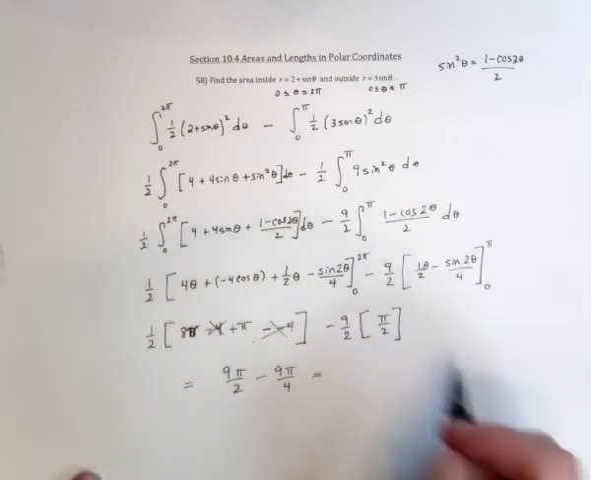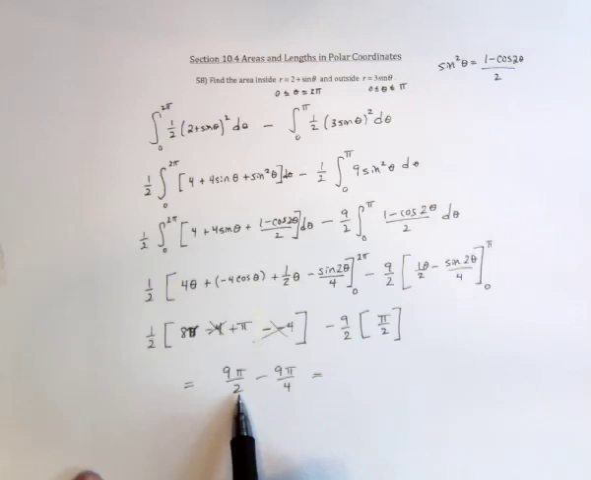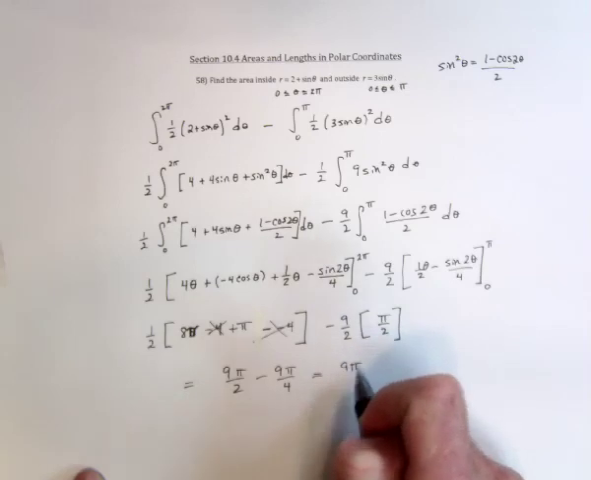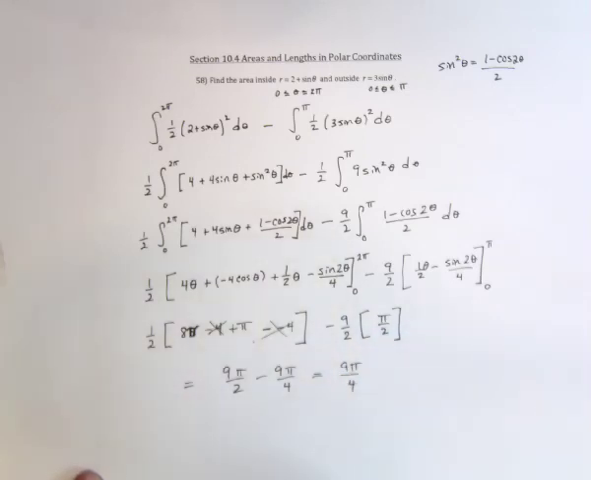If you get a common denominator, or just look at it this way, think of this as 1/2 minus 1/4, which is 1/4, except it's not 1, it's 9 pi quarters.